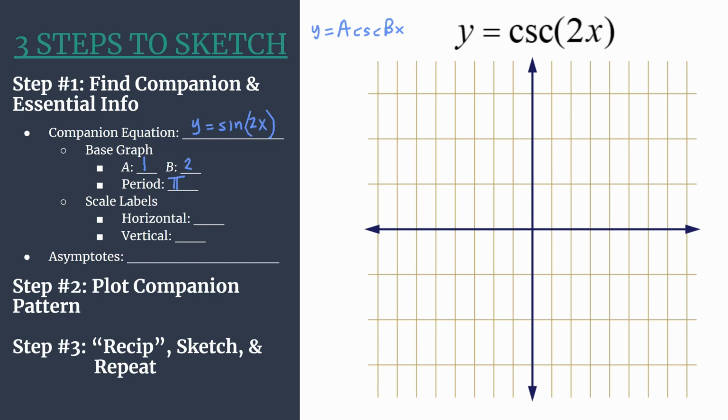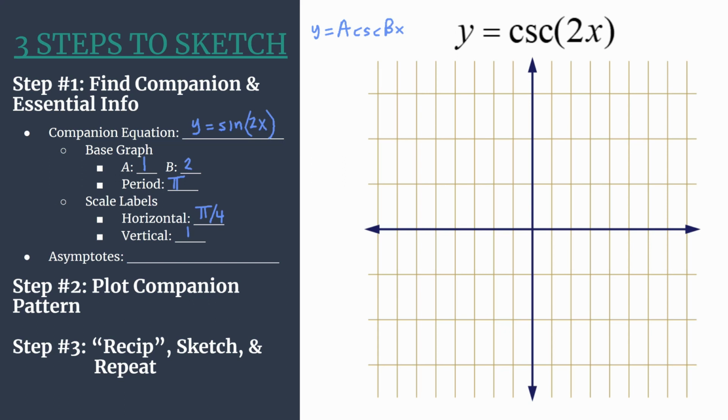Now that we know that, we can choose some appropriate labels for our axes, and we're very particular about the horizontal scale. We want to take the period and divide by 4. So pi divided by 4. That's how we'll label our horizontal tick marks. What that does is when we plot the companion pattern to get us started, each main point will align with our horizontal tick marks. So it'll make our graph nice and clean and accurate. Then for our vertical scale, let's choose 1, and that should work well. So let's take a moment and go ahead and label our axes.